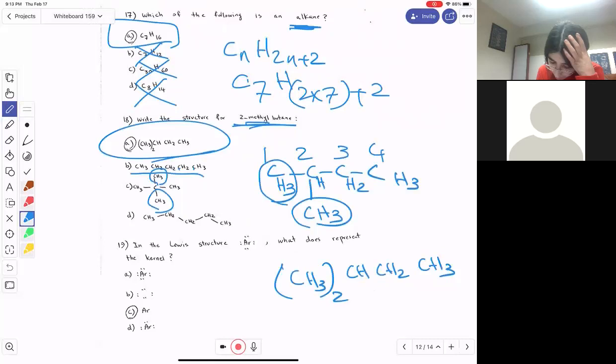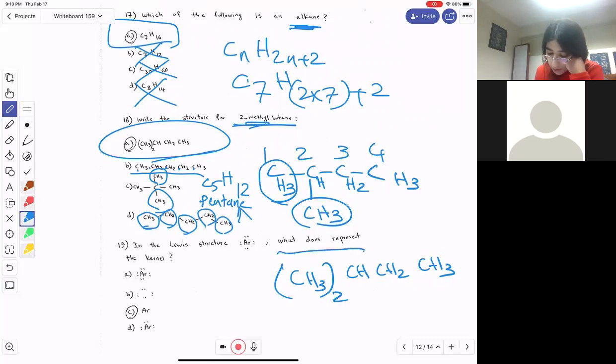And this is 1, 2, 3, 4, 5. This is C5H12. This is like what? CnH2n+2. This is like pentane. And the same thing here. CH3, CH2, CH2, CH2, CH3. This is also pentane. What does the kernel represent? Just Ar, right? Remember, nucleus plus unshared or filled shell electrons.